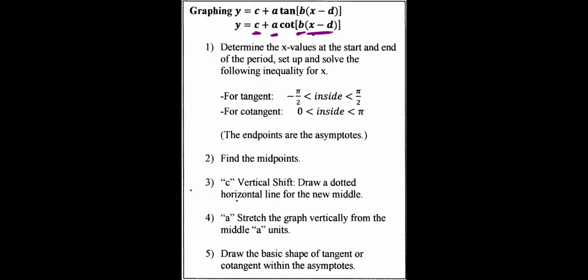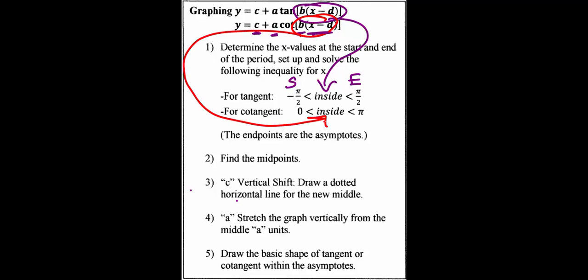For tangent, we will use the original starting and ending values of the asymptotes. We will put whatever's inside of the tangent function between minus pi over 2 and positive pi over 2. For cotangent, we will take the input values and put them in between its two asymptotes, which would be 0 to pi. So once we solve those inequalities, that will tell us where we start and end for tangent and cotangent. Keep in mind that the endpoints here are the asymptotes.